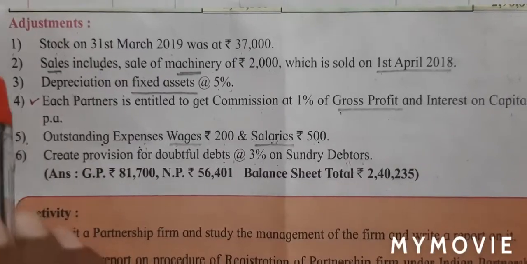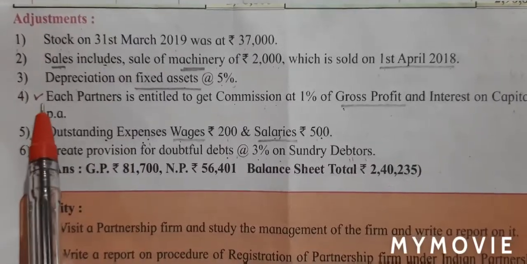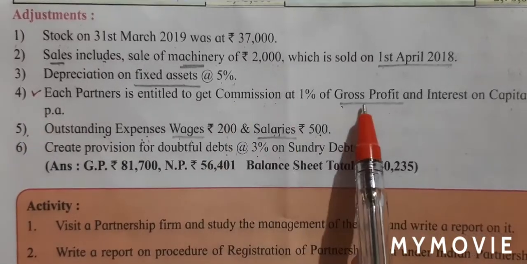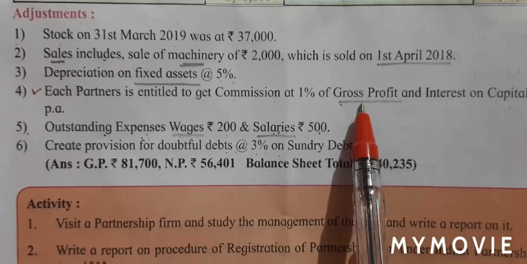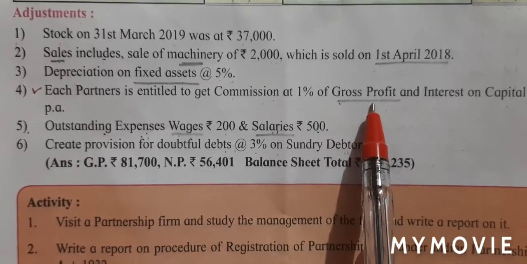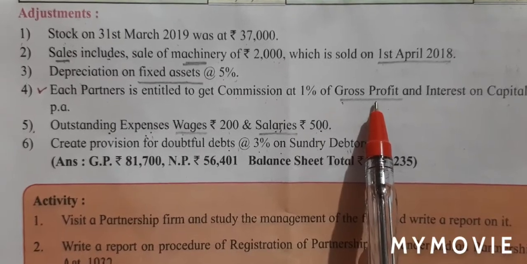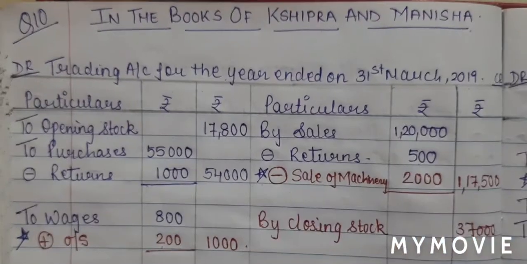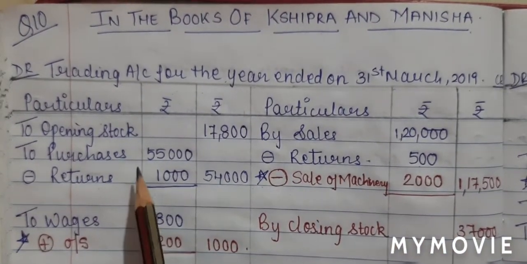With this, students, we have completed all our adjustments, but we still have adjustment number 4, calculation of commission on gross profit, which is pending. We can only do this after we close our trading account. So let us do our step number 5, closing of trading account. So we will now close our trading account.